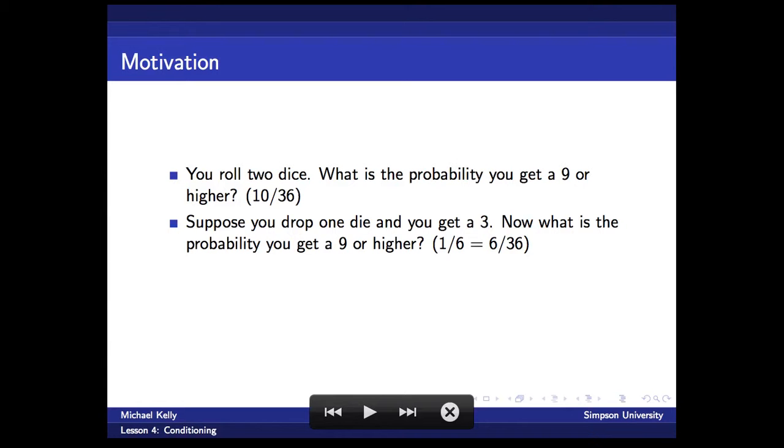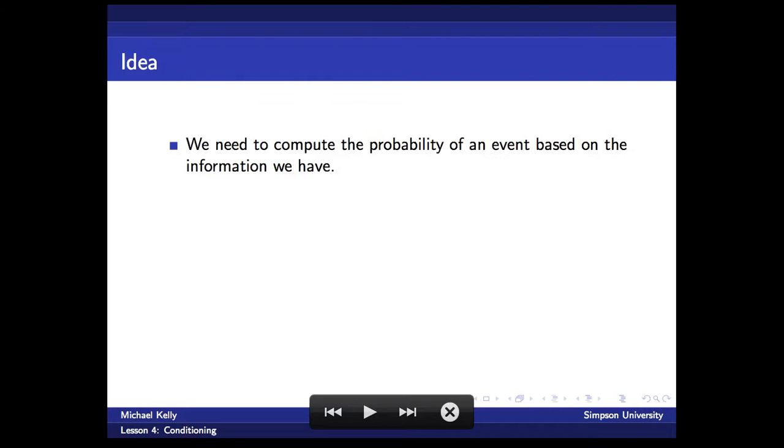So to get a 6 on our second roll, we have a 1 out of 6 chance, which is 6 out of 36. And that's less than 10 out of 36. So if the first roll is a 3, then our probability has gone down that we're going to get a 9 or higher. So as we gather data, the probability of a particular event occurring could change. So we'd like to find a formula for computing the probability of an event based on other information that we've gathered.